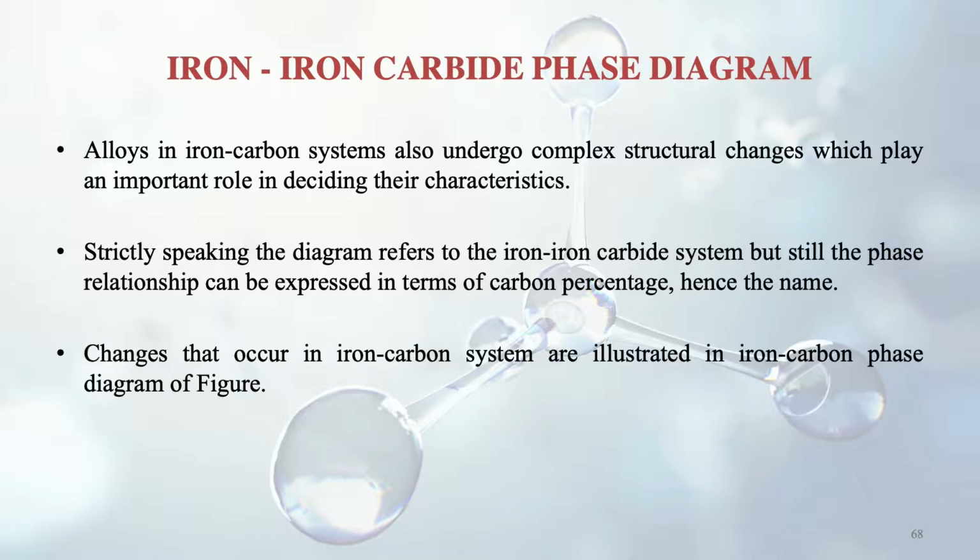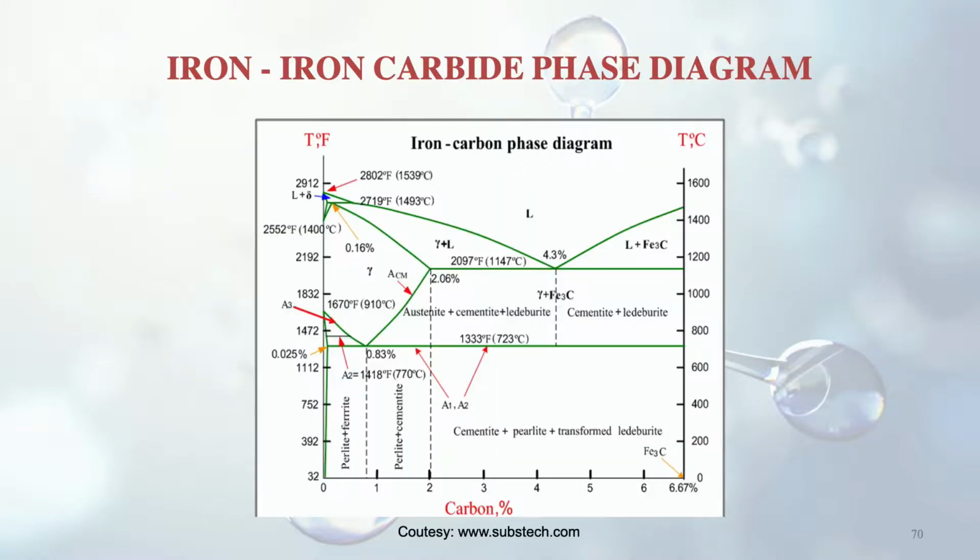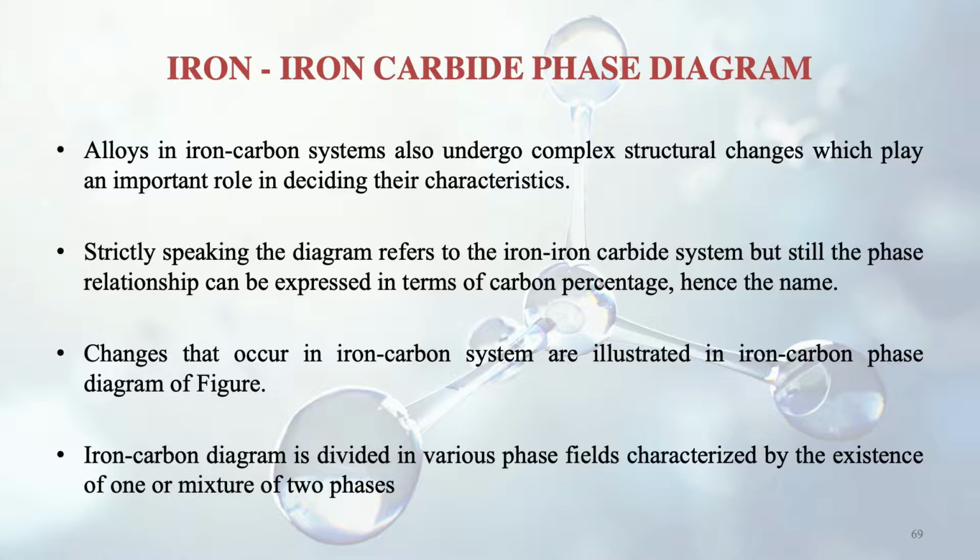Changes that occur in the iron carbon system are illustrated in the iron carbon phase diagram, which is given in the figure. The iron carbon diagram is divided into various phase fields characterized by the existence of one or a mixture of two phases. So there may be different kinds of phases, meaning solid, liquid, or a mixture of both.